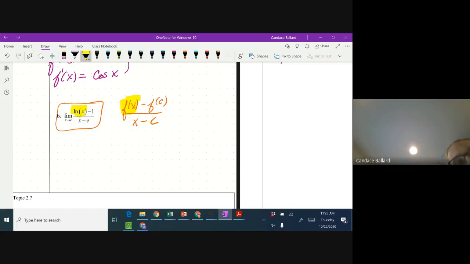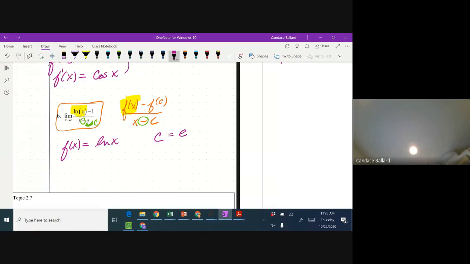All right, so I want you to look at the formula. And this is how you tell from the formula. Do you see how the formula already has a negative and this has a negative? So that means we would use positive e as the evaluation. So this is our c value. Okay, so the function that we're taking the derivative of is natural log of x, and our c value is e.